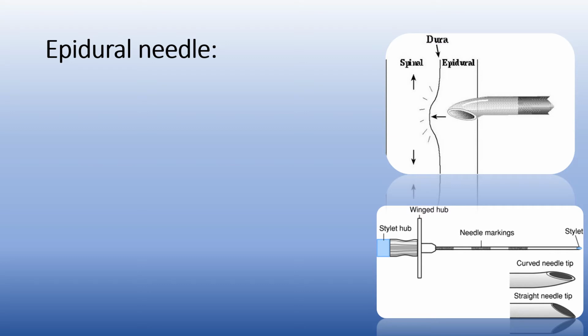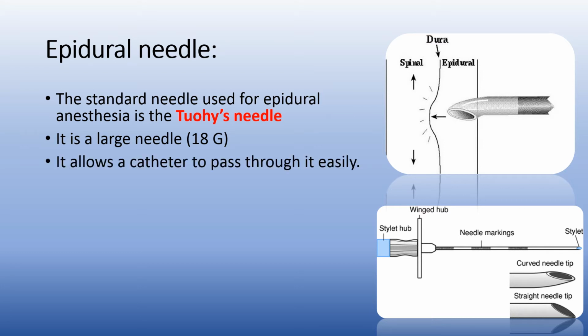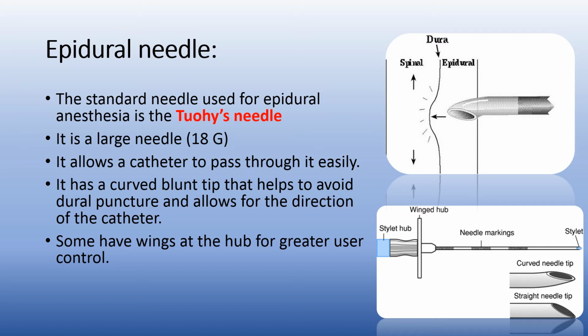What is the epidural needle? The standard needle used for the epidural anesthesia is called Tuohy needle. It is a large needle, 18 gauge. It allows a catheter to pass through it easily. It has a curved blunt tip that helps to avoid dural puncture and allow for the direction of the catheter. Some have wings at the hub of the needle for great user control.